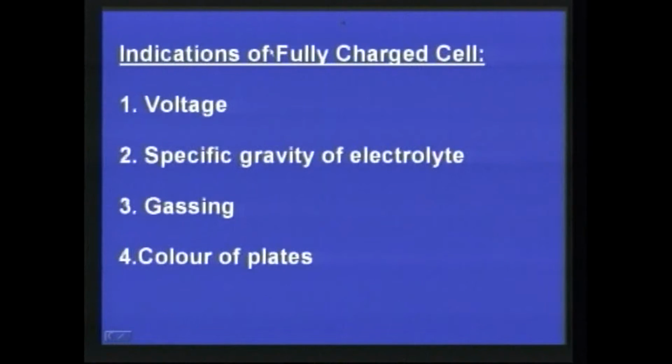So how can we say the cell is fully charged? This we can see by considering the following things. First one is voltage. The second is specific gravity of electrolyte. The third is gassing, and the fourth is the color of the plates. Now we look into each of them in detail.